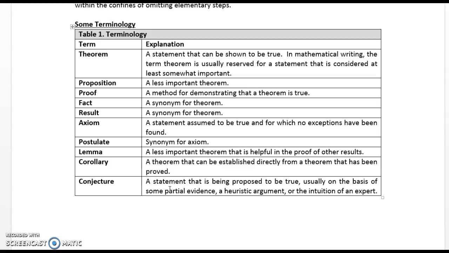Axiom is a statement assumed to be true and for which no exceptions have been found. Postulate, synonym for axiom. Lemma, a less important theorem that is helpful in the proof of other results. Corollary, a theorem that can be established from a theorem that has been proved. Conjecture, a statement that is being proposed to be true, usually on the basis of some partial evidence, a heuristic argument, or the intuition of an expert.